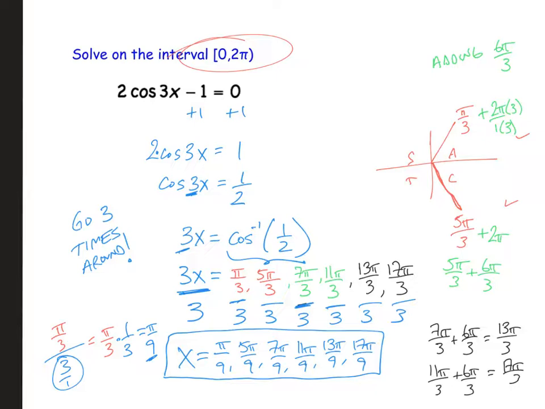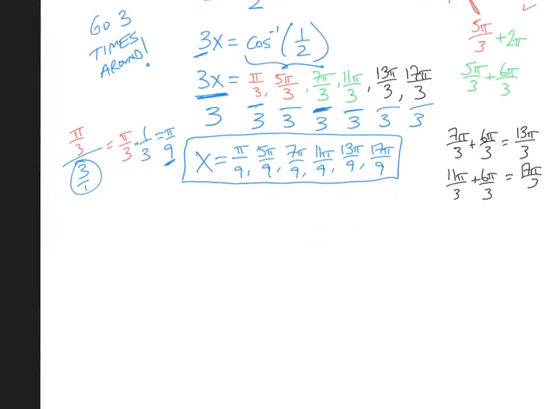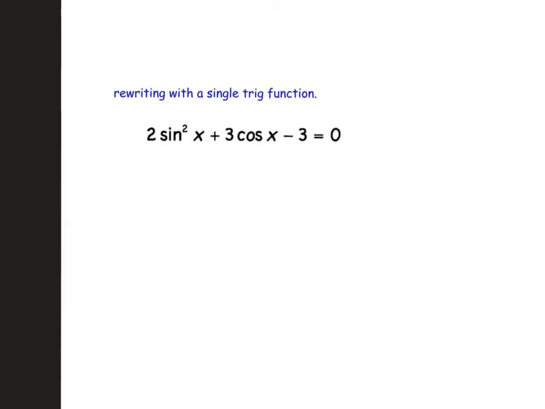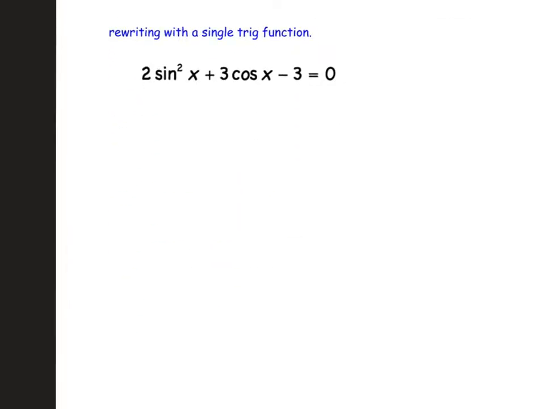You're going to have way more solutions for these multiple angle problems. We're getting close to being done. This one is an important one to try because when you first look at it, you notice that you've got sines and cosines, and that's kind of gross. So we would want to get all of the trig functions to be the same.